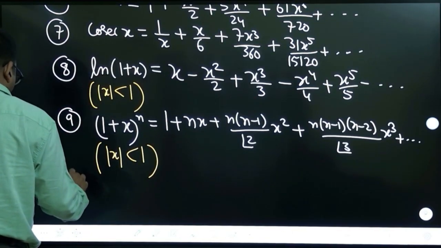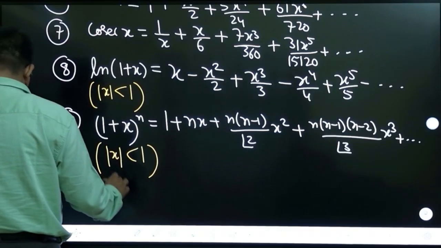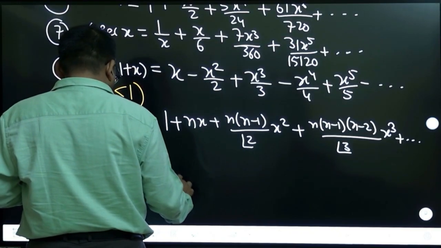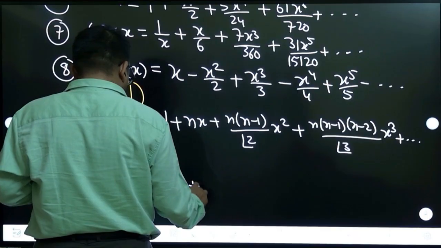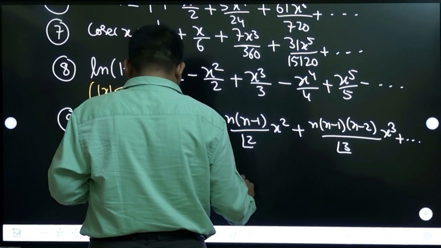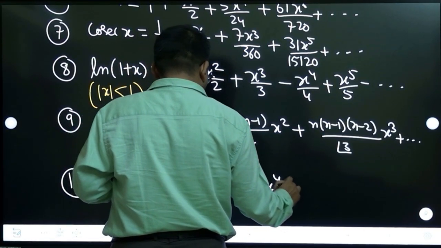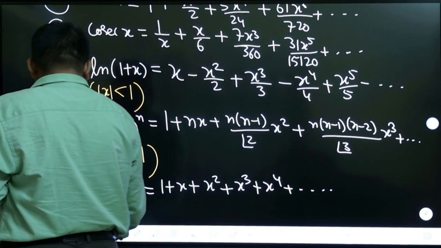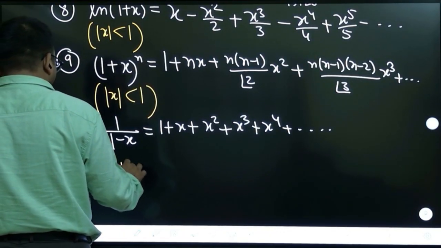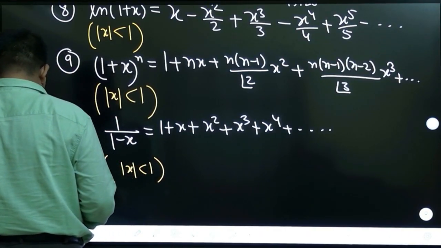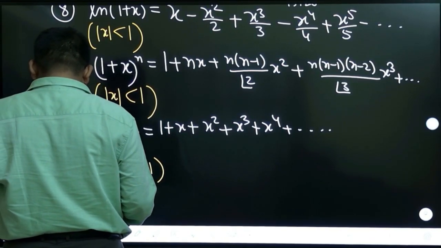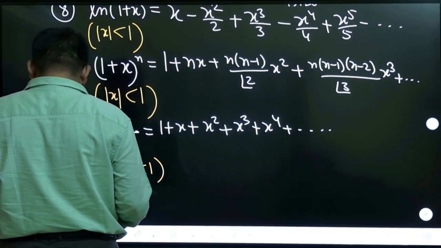If you want, you can write the 10th: 1 by 1 minus x can be written as 1 plus x plus x square plus x cube plus x4 dot dot dot. Here also we are taking mod of x is less than 1. These conditions we are applying everywhere, and then we can do all kinds of calculations here.